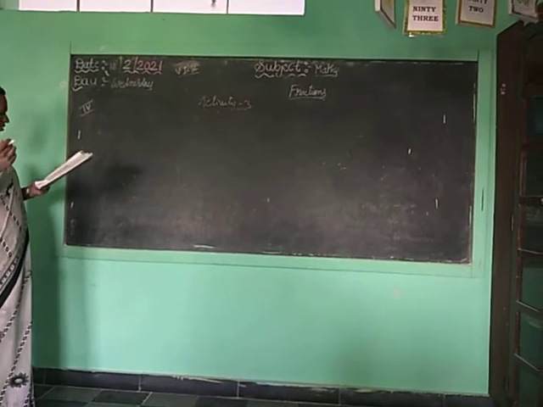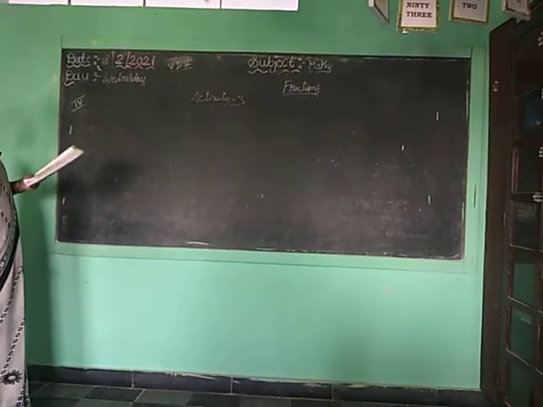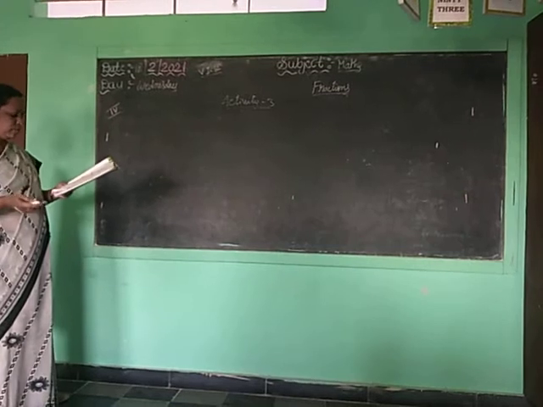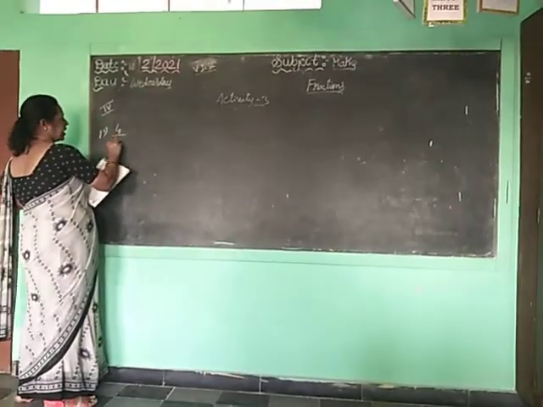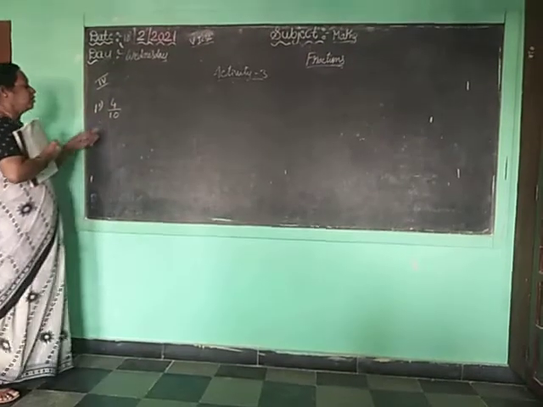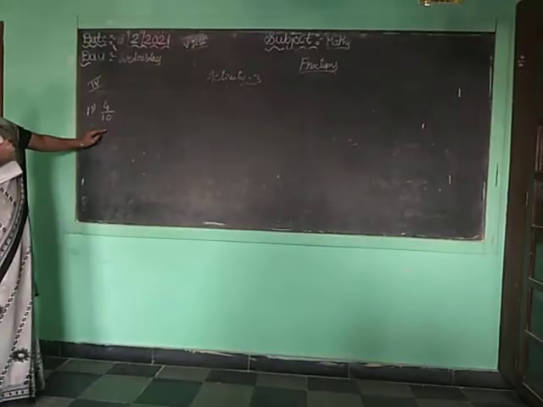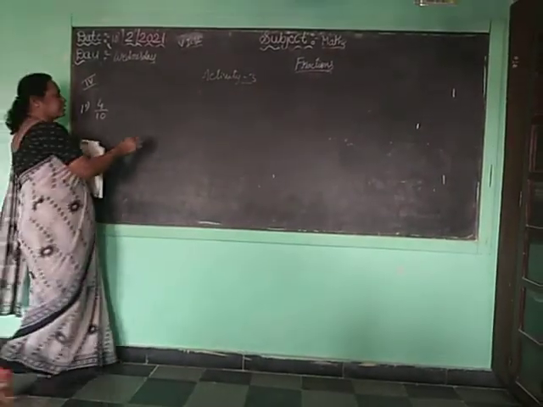Fourth main children, convert each of the following into decimal form. Okay, they given first sum. See, 4 by 10 is given. So 4 is in which place? 10th place. In previous class you have learned that in decimal.